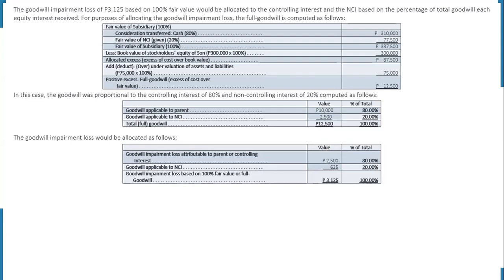So, the goodwill impairment loss attributable to parent or controlling interest, 2,500. Then the goodwill impairment loss applicable to the NCI equal to 625. That's for the non-controlling interest. So if we have now the rate of 20% of 3,125, so 20% for the NCI and 80% for the parent.